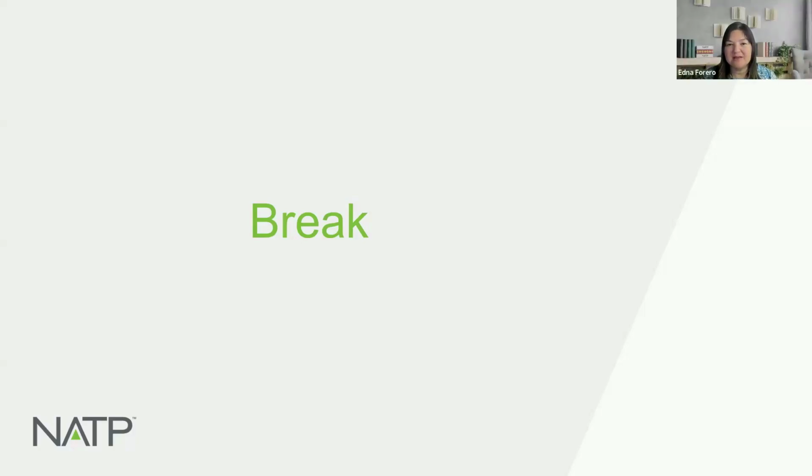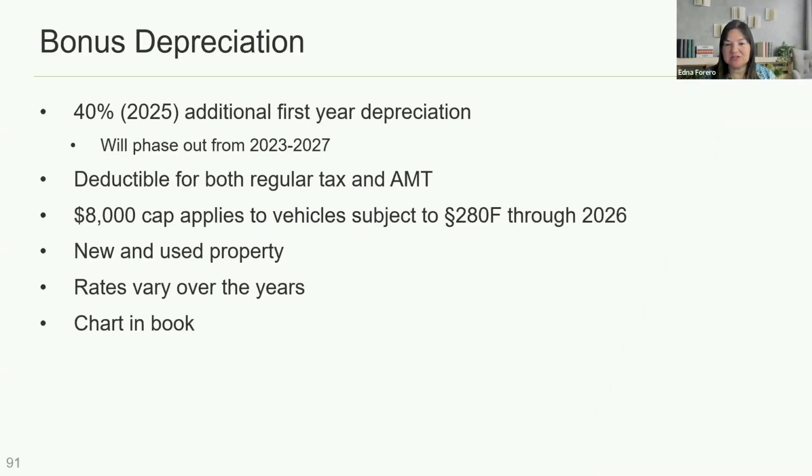All right, welcome back. We're going to start off with bonus depreciation so we can finish up our discussion of depreciation in general. So for bonus depreciation, it's 40% for the year 2025, which is the additional first year. It will phase out in 2027 unless that changes with any incoming tax laws, but it's deductible for both regular tax and AMT. The $8,000 cap applies to vehicles that are subject to that Section 280F through 2026.